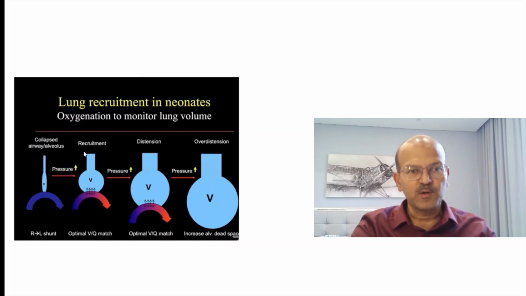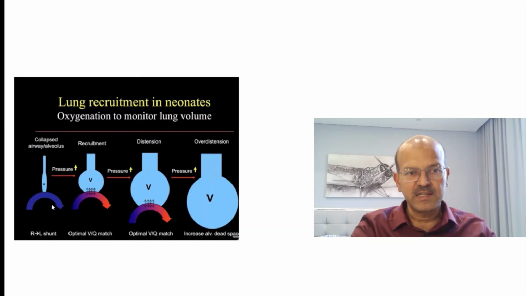We have collapsed airway where the blood flow goes across without any oxygen coming into the blood. So this is a right to left shunt because of atelectasis. When you start increasing the pressure, the lung starts opening up and the oxygenation improves. So the VQ mismatch is improving. And when the lung reaches appropriate level of distension, the VQ mismatch is ideal. However, when the lung gets over distended, there is pressure on the blood vessel to collapse, and so the blood flow doesn't come to that area though the lung is ventilated. So this becomes a dead space.